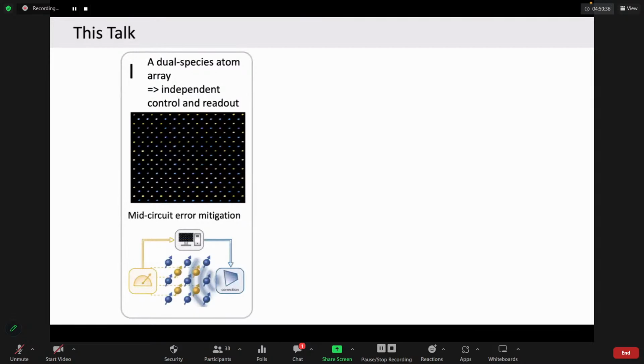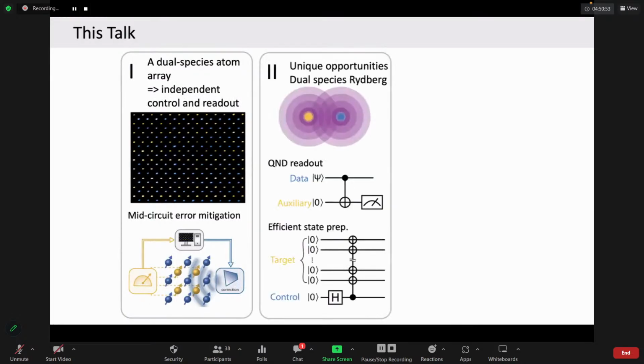And I will show you a first application where we make use of the fact that we can independently read out one qubit without affecting the other. We actually did a little error mitigation protocol where we use that readout information to correct for phase errors on the other species. And then I'm going to show you what happens when you excite the two species to Rydberg states, and it's slightly different from single species experiments.